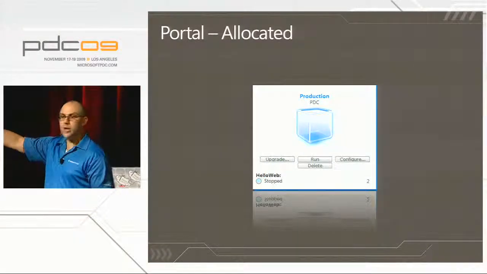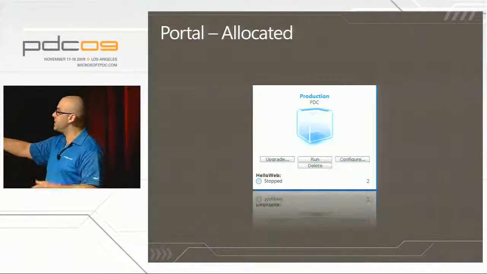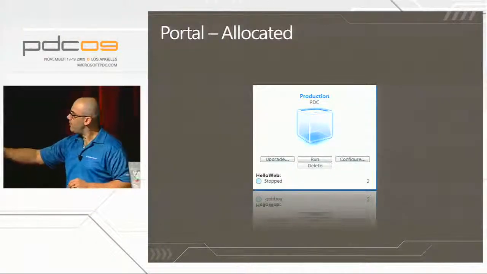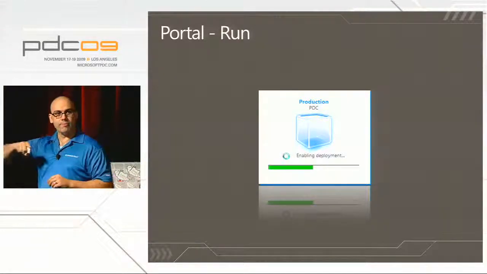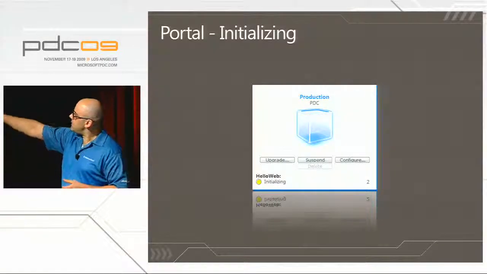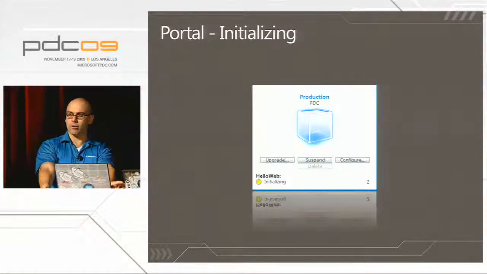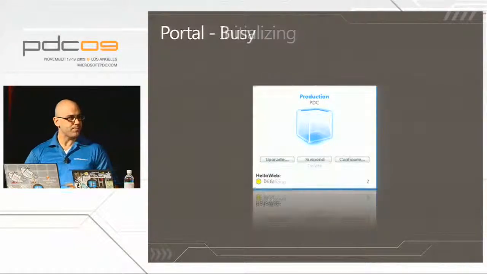So when we want to put the service online, or bring it into service, we click run. And you'll notice it's at the stopped phase. Once we hit run, it'll then start enabling the deployment. So it's now putting it into a run phase. The next thing is the portal will start initializing the project. So it'll go out and create the instances. It'll deploy the application into those instances and start bringing it up.